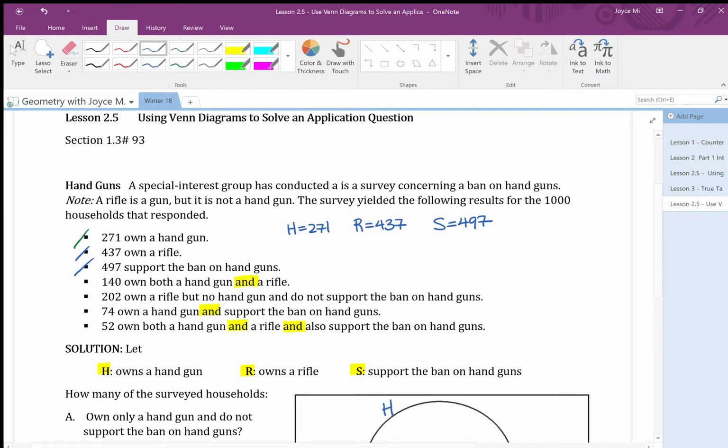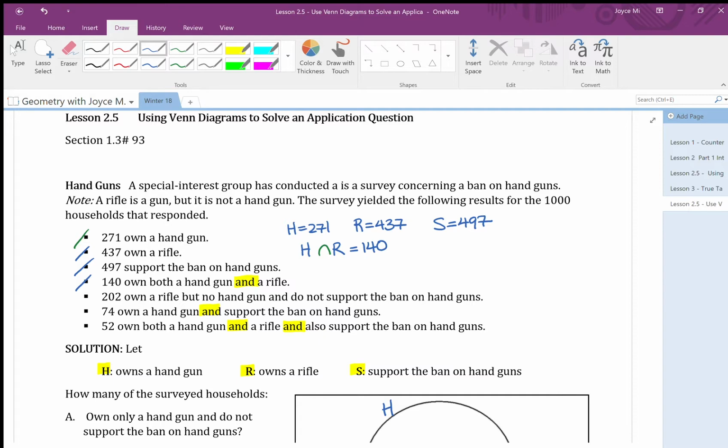Okay. 140 own both a handgun and a rifle. This is a keyword here, and we use this notation for and. So we say own both a handgun and a rifle. Handgun is H, rifle is R. So households that own both types of weapons are 140 of them. So 140 households. Okay, the next one, 202 own a rifle but no handgun, do not support the ban on handguns.